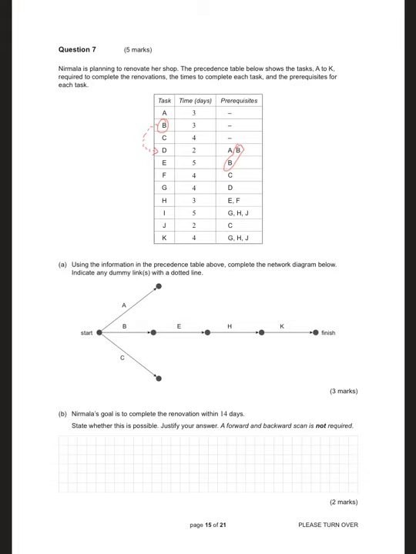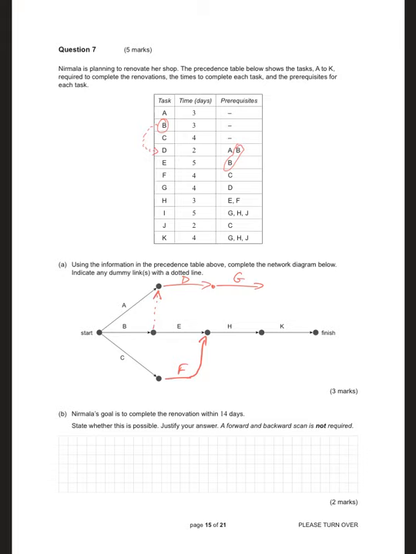So A requires nothing, B requires nothing, C requires nothing. So that's why they come out of the start. D requires both A and B, but the dummy link is going to go from B to D. So D is going to come out of A, and the dummy link is going to go from the end of B to the start of D. E comes out of B. F comes out of C. G comes out of D. H comes out of E and F. E and F aren't currently connected right now, so I'll connect them up. So the H can come out.